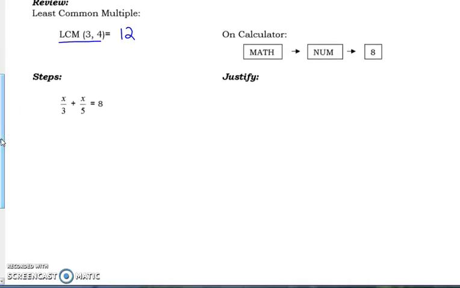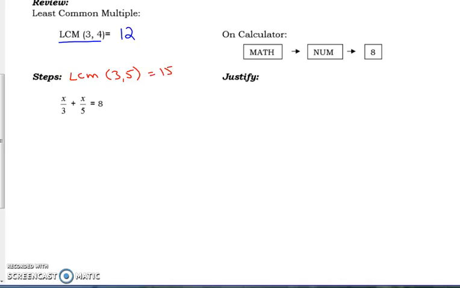Okay, so let's take a look at the first example. I have x over 3 plus x over 5 equals 8. What I want you to notice is I don't have any like terms that I can combine. I can't combine those two fractions together unless I have a common denominator. So that's exactly what I'm going to look for. I'm going to look for the common denominator, or least common multiple, between 3 and 5.